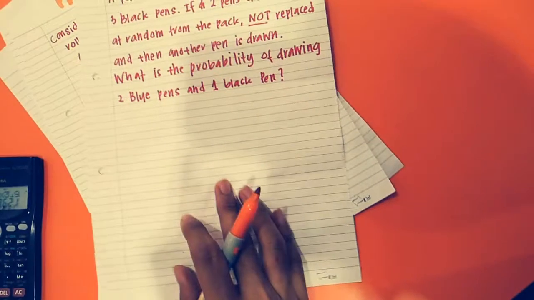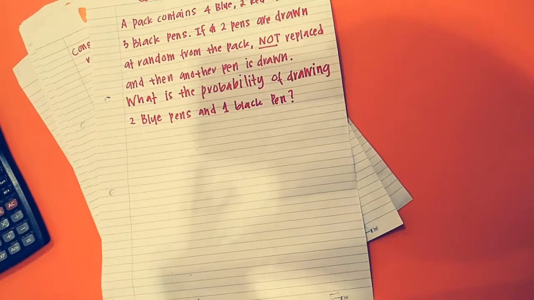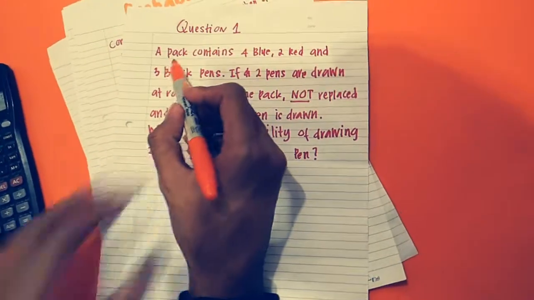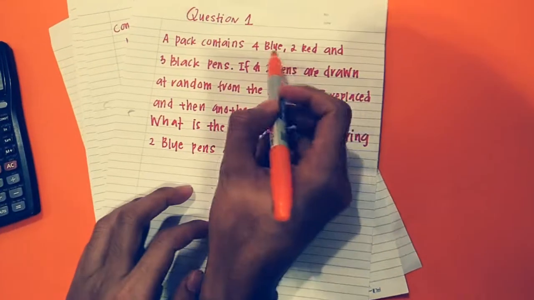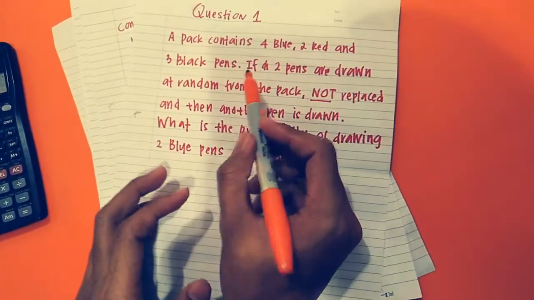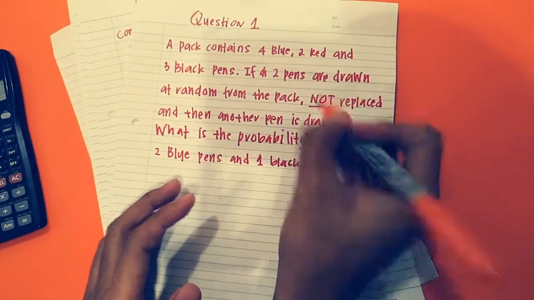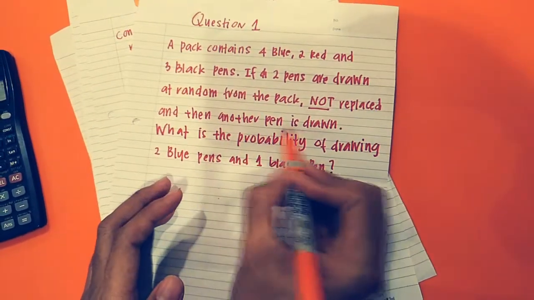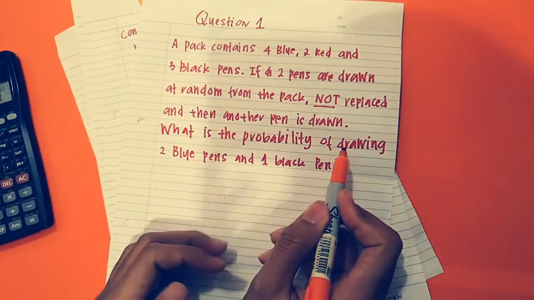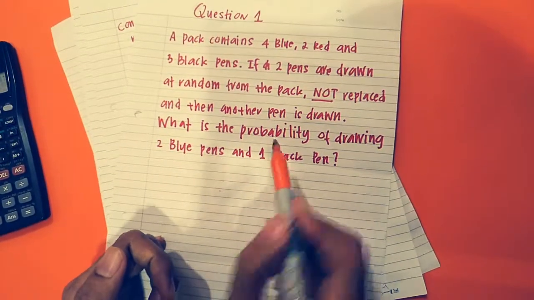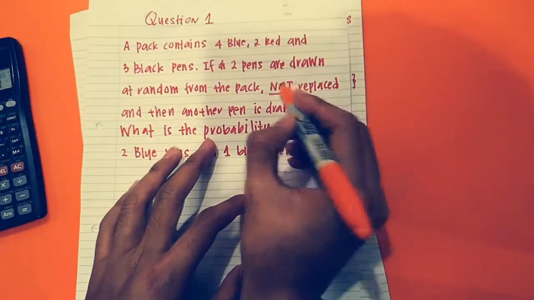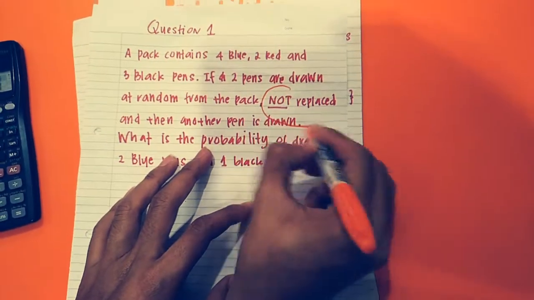Now we move on to the next question, which is: a pack contains 4 blue, 2 red, and 3 black pens. If 2 pens are drawn at random from the pack, not replaced, and then another pen is drawn, what is the probability of drawing 2 blue pens and 1 black pen? Almost the same as the last question, but the keyword here is not replaced.